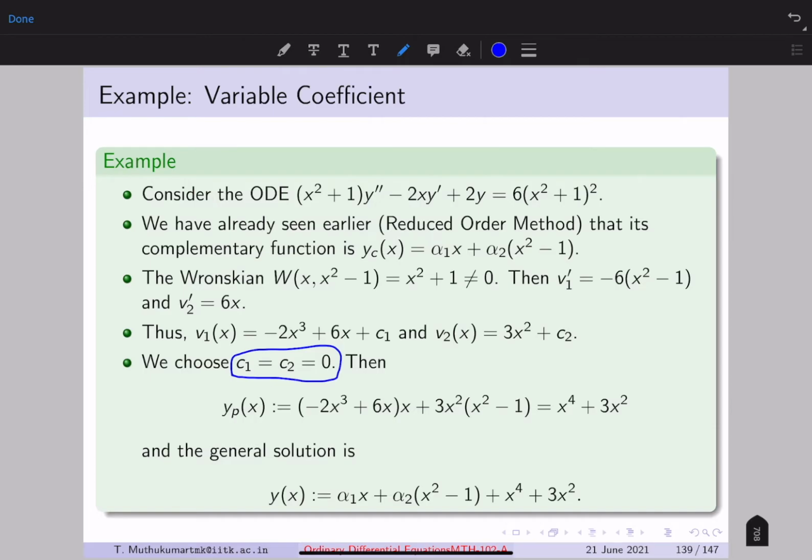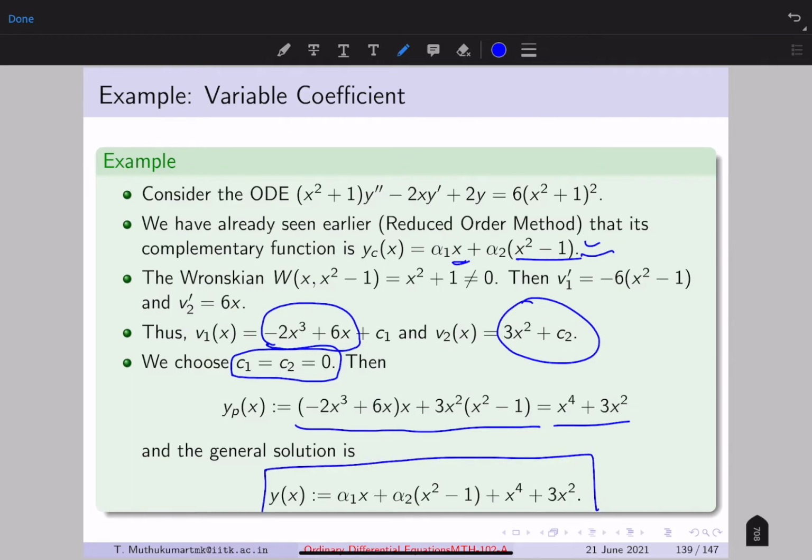So in that case, your yp is the sum of v1 times x and v2 times x square minus 1. That's what we have here. So you get yp to be this, and if you add it with the complementary function, you get the general solution. Okay, this is the method of variation of parameters.